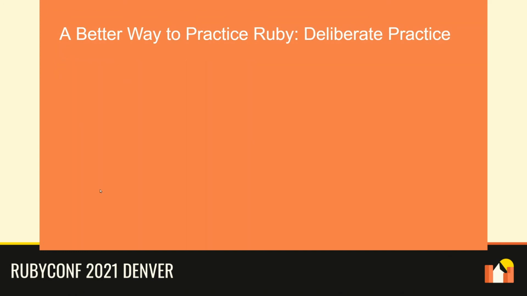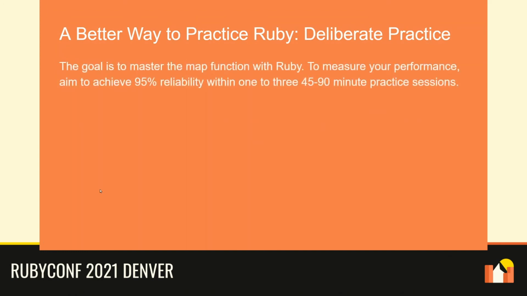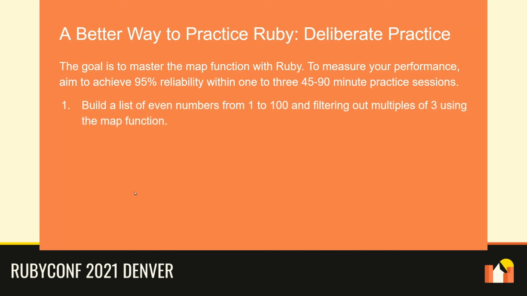Let's say that you are practicing the map function with Ruby. Again, make sure to pay attention to your performance. And you can get started with building a list of even numbers from 1 to 100 and filtering out multiples of 3 using the map function. If that's too much, you can't get there yet, then just build a list of even numbers from 1 to 100 using the map function.